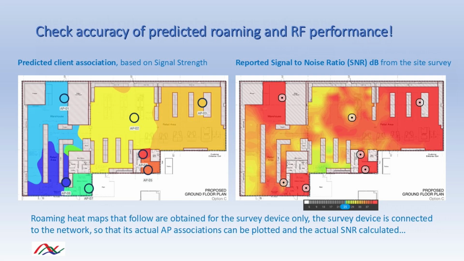The heat maps above are from a standard Wi-Fi survey which shows the shape of the expected AP cells on the left and the expected signal-to-noise ratio, SNR, on the right.